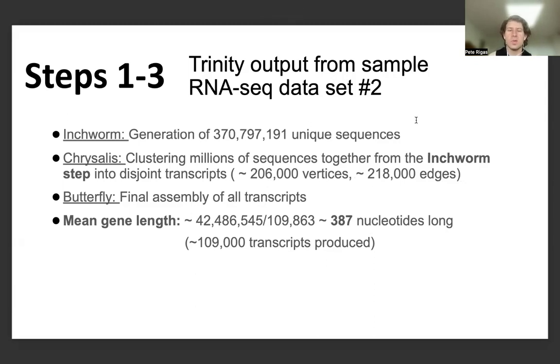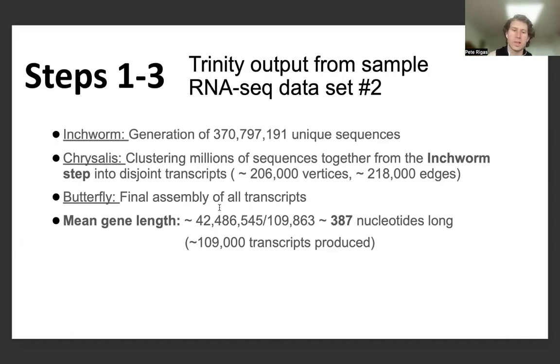And for another RNA sequencing data set, we can see that the numbers generated as performance metrics along each one of the 3 steps of the Trinity transcriptome assembly can differ, in which in this case we had approximately 371 million unique sequences, but then in the Chrysalis stage, the graph structure had, give or take, 100,000 fewer vertices and almost 100,000 fewer edges due to the fact that there was less complexity in the mRNA extraction in the RNA sequencing data set that we fed to the algorithm in this instance.